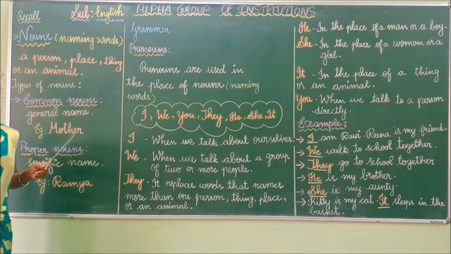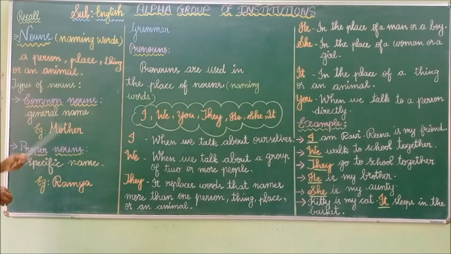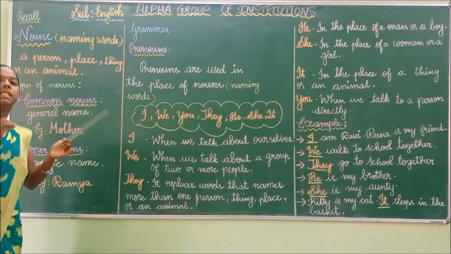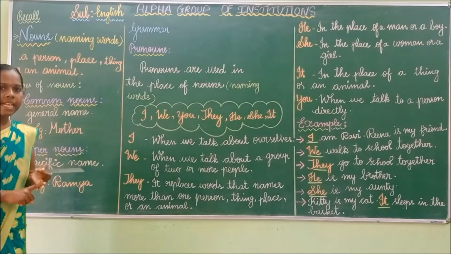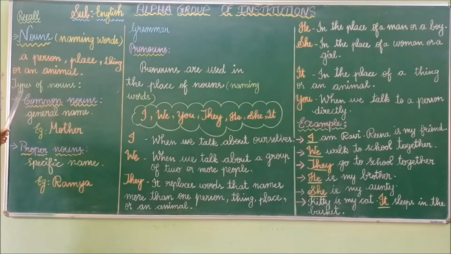Nouns are also called naming words. Nouns are the name of a person, place, thing or an animal. In the previous class, we have briefly learnt about the types of nouns. One is common noun and the other one is proper noun.